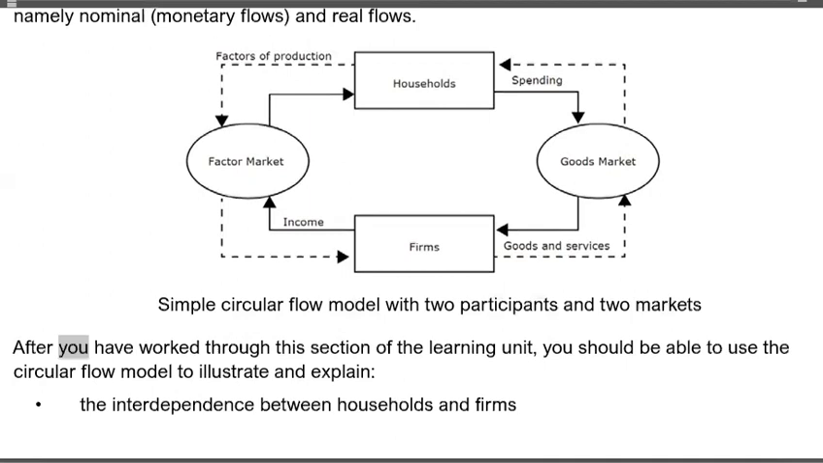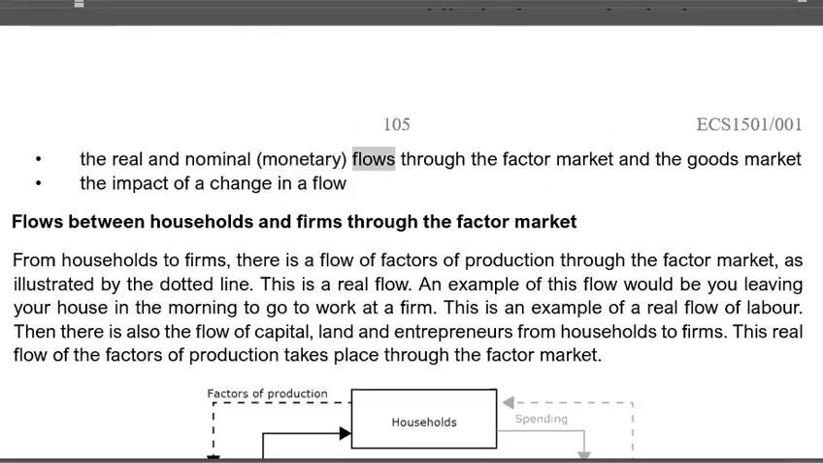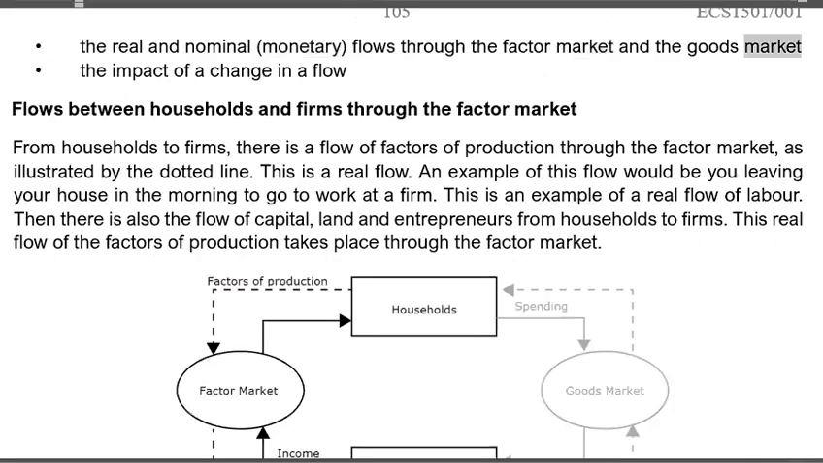After you have worked through this section of the learning unit, you should be able to use the circular flow model to illustrate and explain the interdependence between households and firms, the real and nominal, monetary flows through the factor market and the goods market, and the impact of a change in a flow. Flows between households and firms through the factor market.